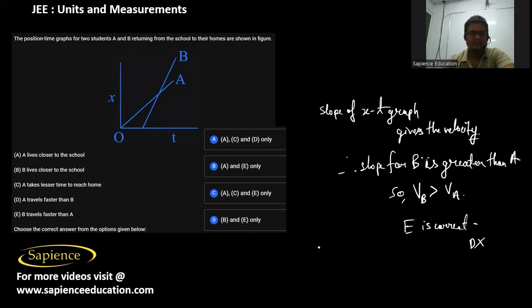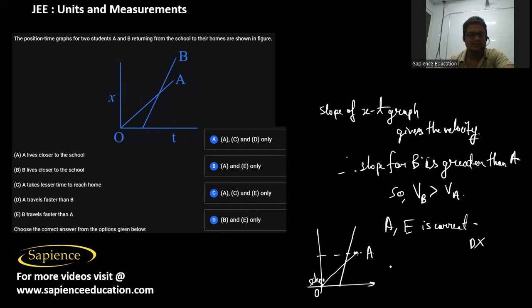So A reaches the home. They started from school from school to their homes. Here, the origin is the school, and their home is here. So for A, home is closer to the school. For B, home is slightly farther than that from the school. So A lives closer to the school. So it means A is correct.